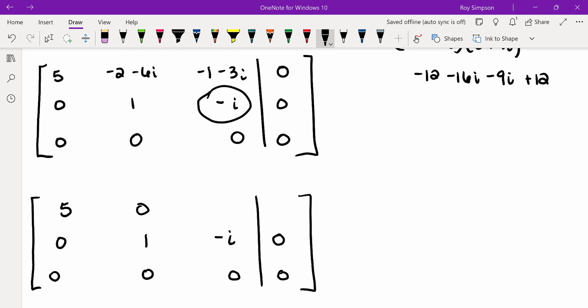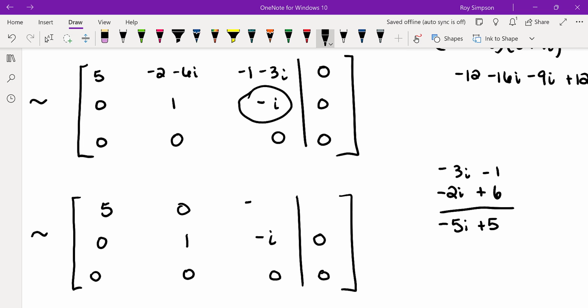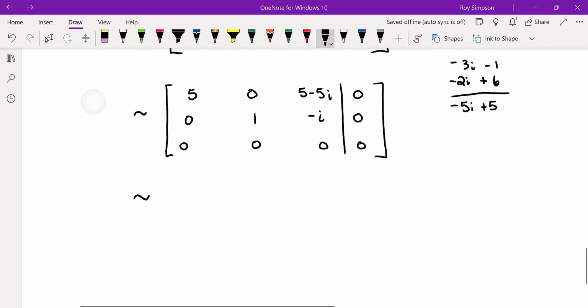Multiplying this by 2 plus 6i, I will get a -2i plus 6i times a -i, but i squared is -1, so I get a 6 minus 2i. Now 6 minus 2i plus what we get up above, add those together, we get this beautiful 5 minus 5i, and you can see I can divide that top row by 5.